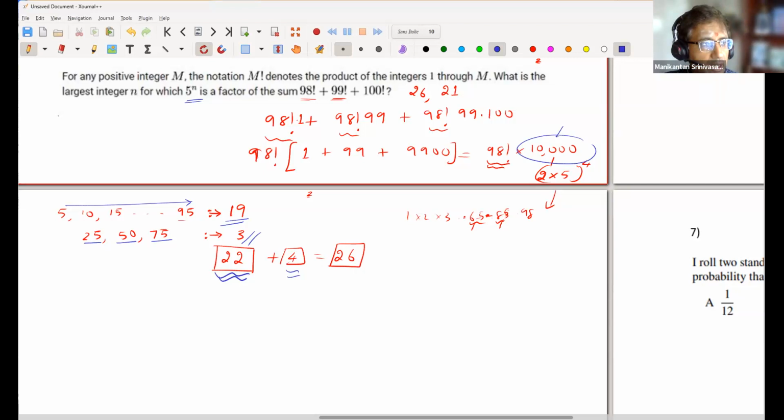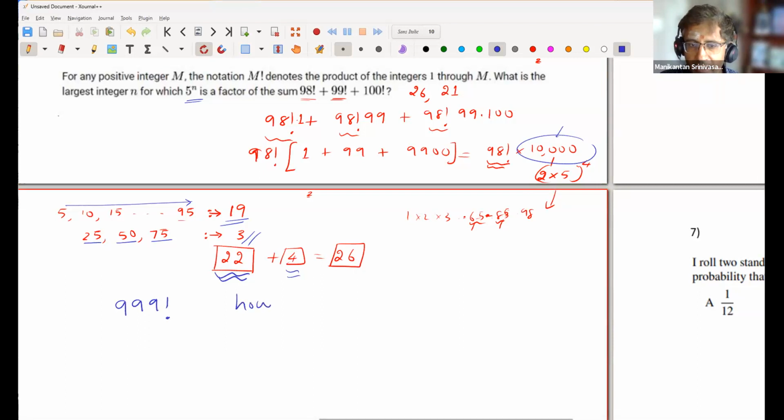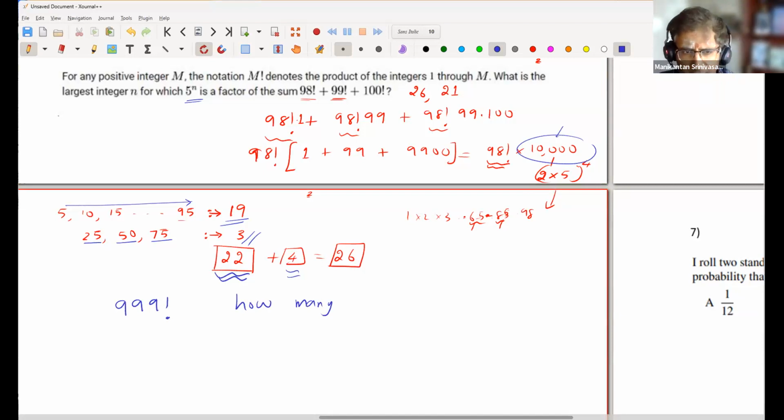Okay, let's see. I'm looking at the number, let's say 999 factorial. Okay. How many? Should I give this first or should I just make it easier first? Okay, I'll make it easier first. Let's keep the number 999 factorial. No problem. I'll keep that same number. Or rather, why 999? I can keep 1000 factorial itself.